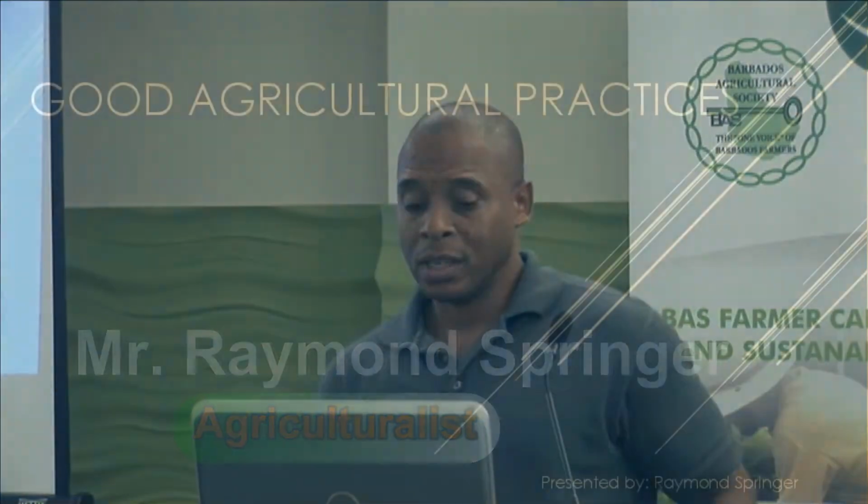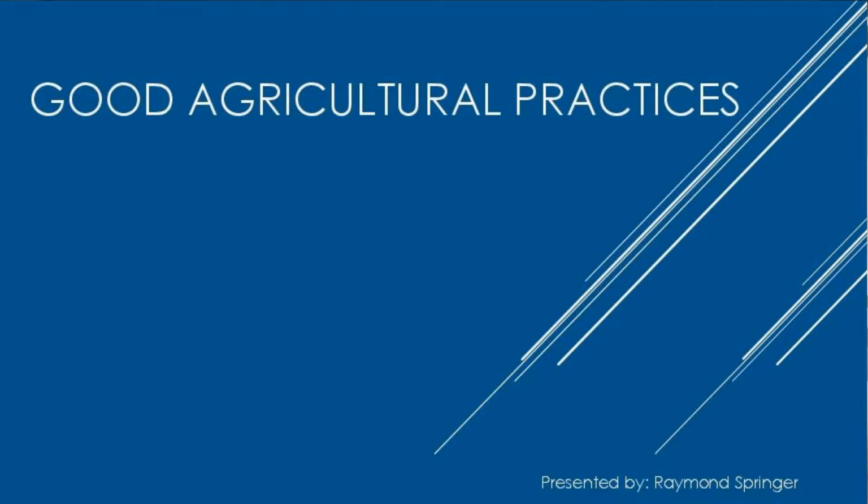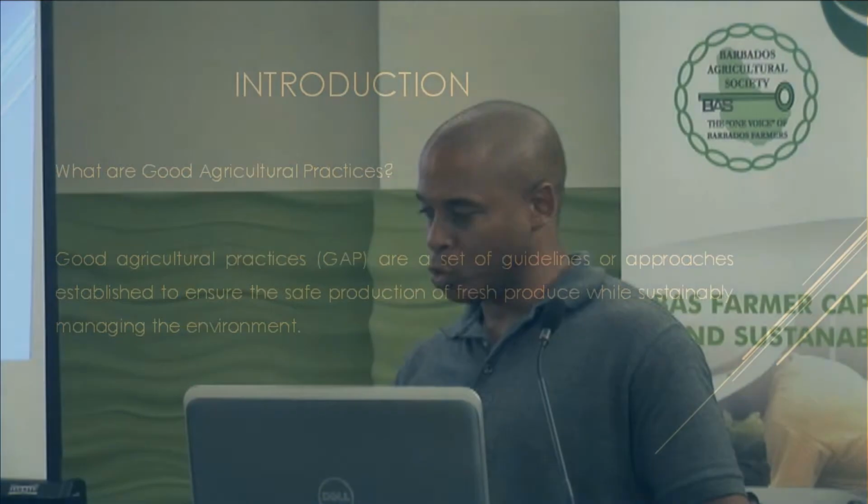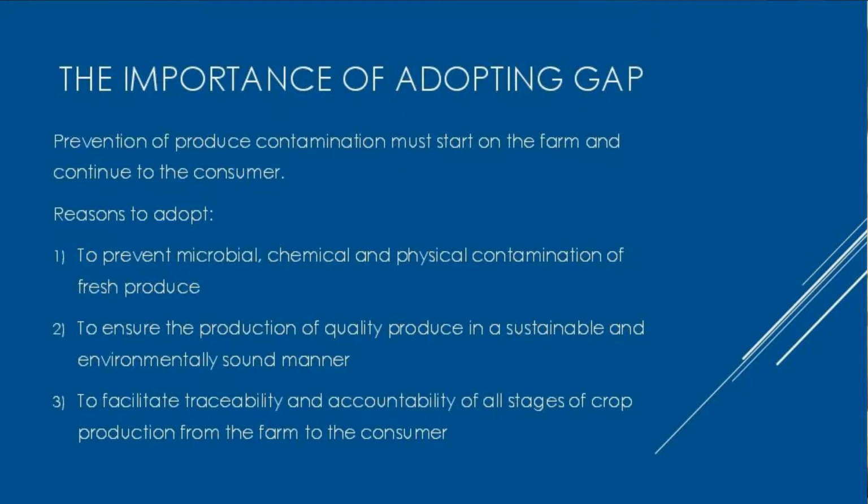Today we will be discussing good agricultural practices. We need to look at the prevention of produce contamination, and this starts at the farm and continues to the consumer. The reason we need to adopt GAP is to prevent microbial, chemical, physical contamination of fresh produce, to ensure the production of quality produce in a sustainable and yet environmentally sound manner, to facilitate traceability and accountability through all stages of crop production from the farm to the consumer. Traceability and accountability is very important because we're talking about records, and again, we'll be talking about this later on in the presentation.